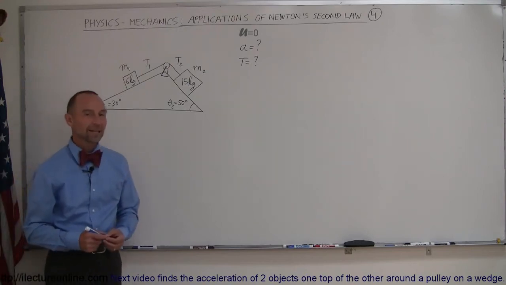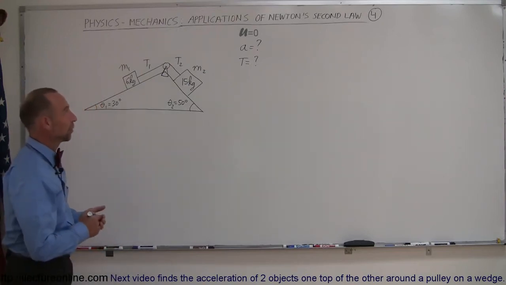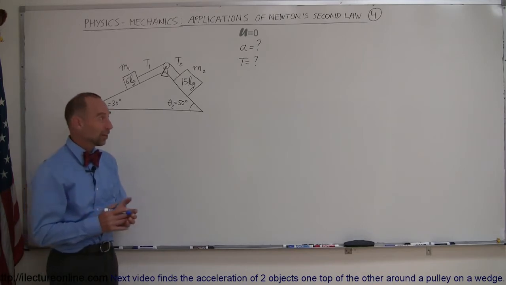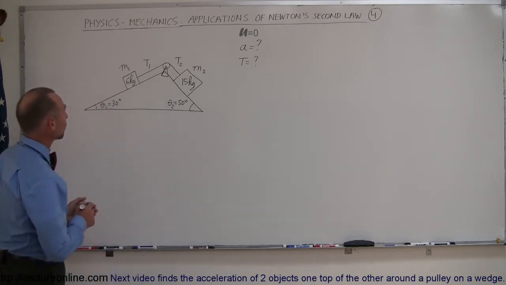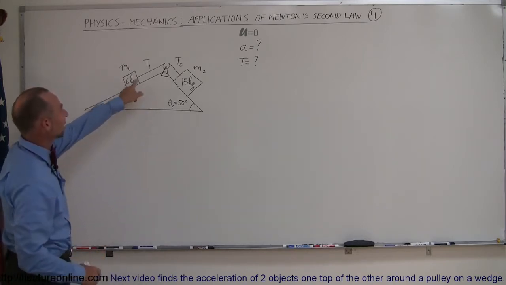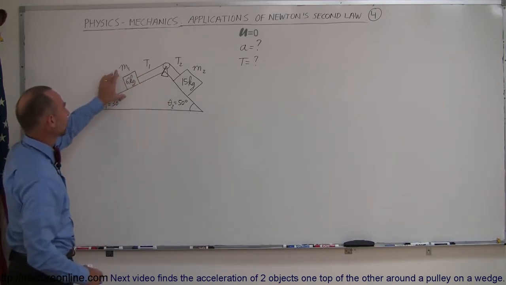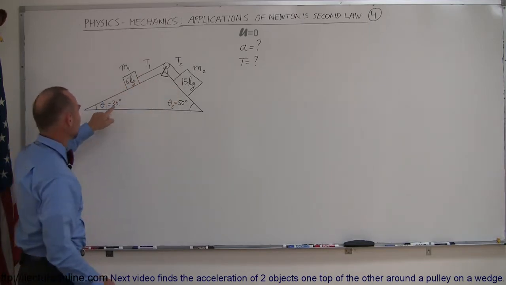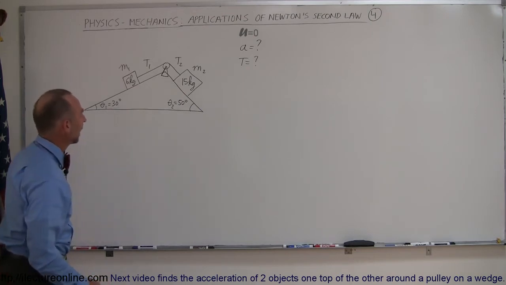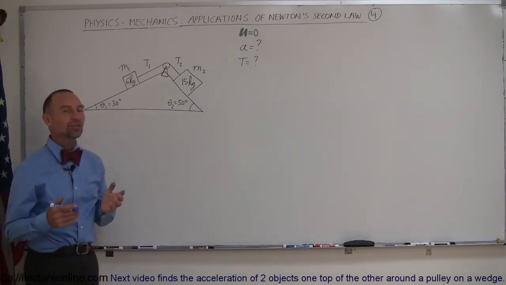Welcome to Lecture Online, and here's another example, example number 4 on applications of Newton's second law. Here we have an interesting wedge-shaped object with two masses on it connected with a single string. This one is 6 kilograms, that one is 15 kilograms. Notice that the slopes are different. And what would be the acceleration of this system?